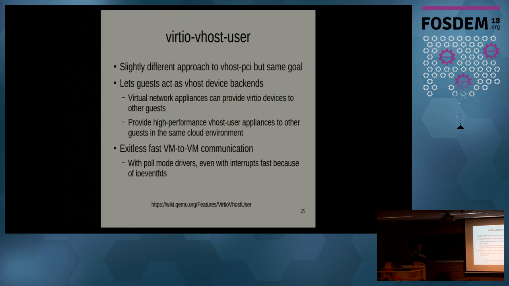And then as it evolved, vhost came along, which allowed you to implement part of the VirtIO backend in the kernel and user space. And then the next thing was vhost user, which would allow you to implement this backend in a user space process in the host. Now, VirtIO vhost user is taking this even one step further by moving the vhost device backend into the guest. It works by tunneling the vhost user protocol over a new VirtIO device type, which is called VirtIO vhost user.